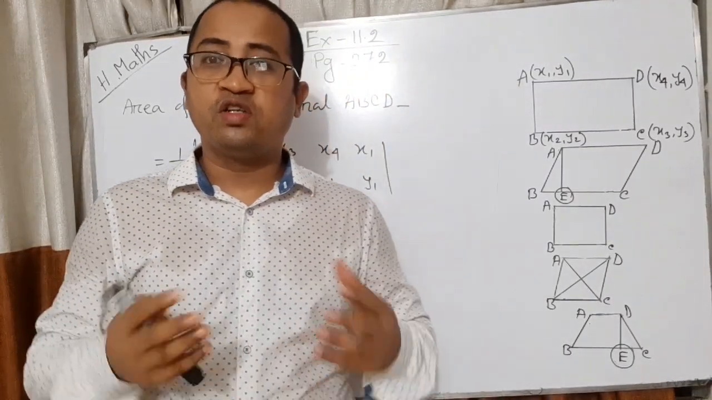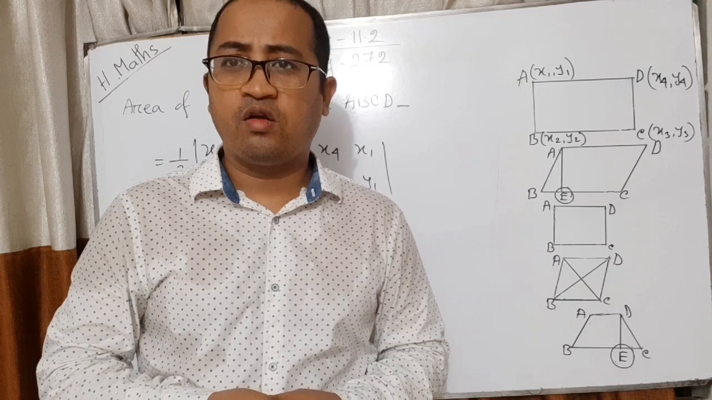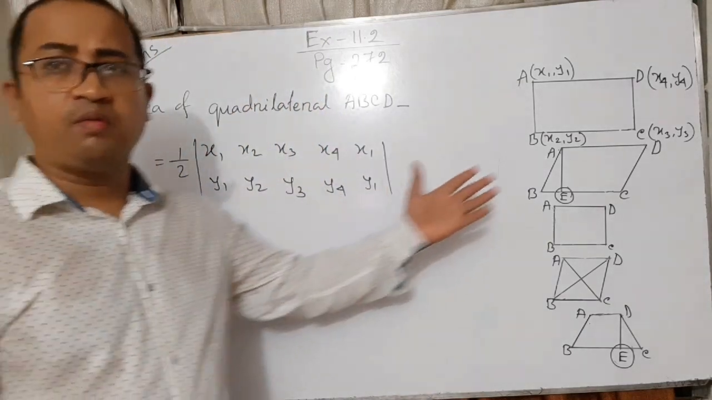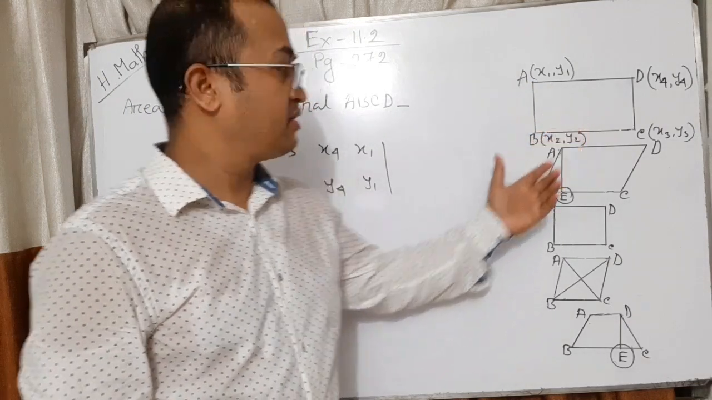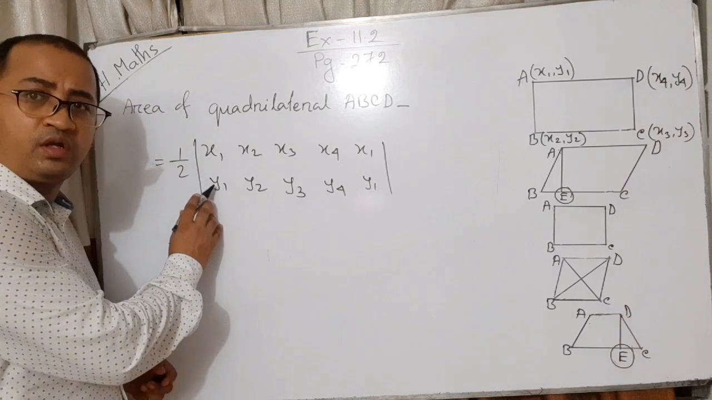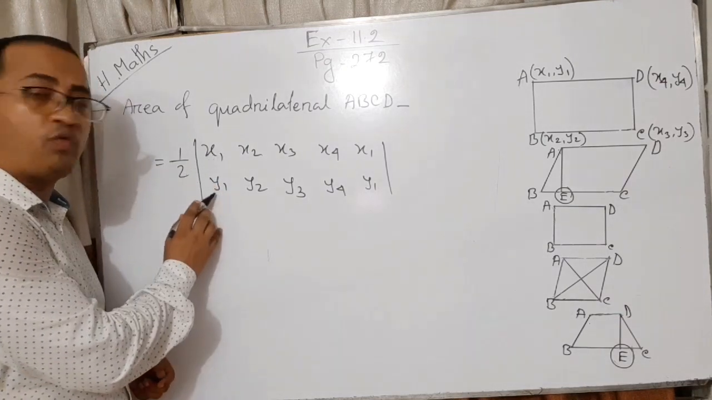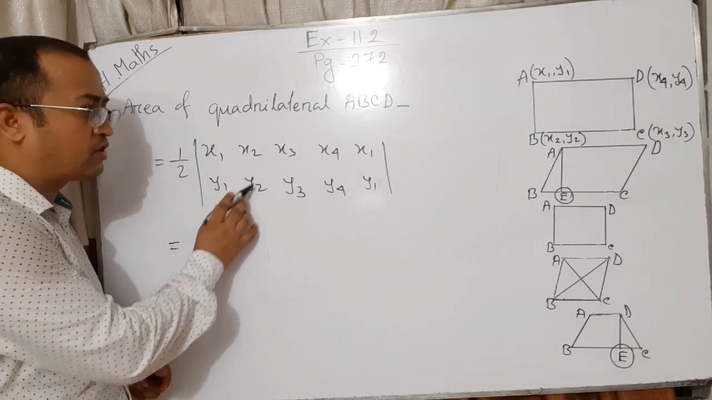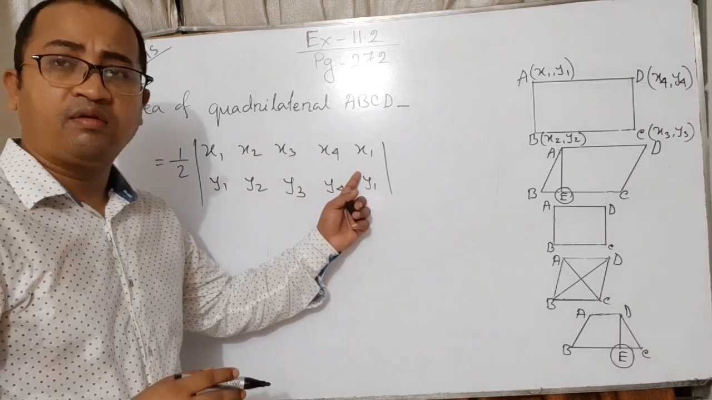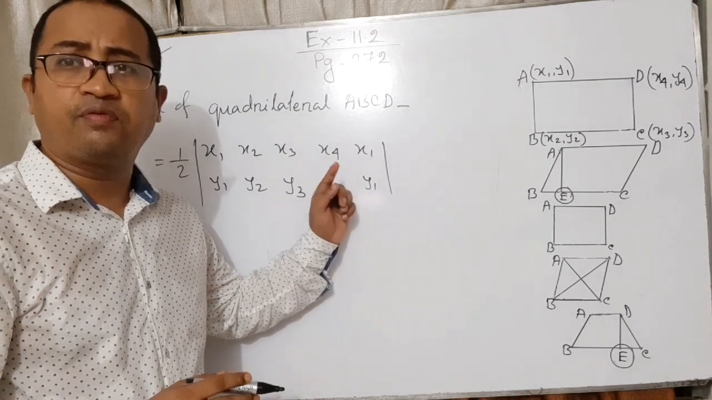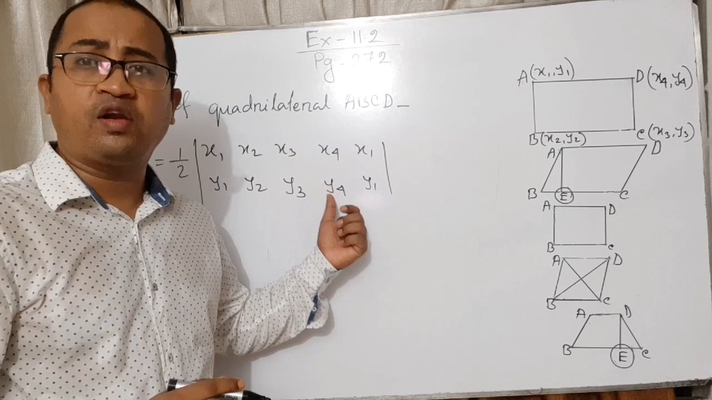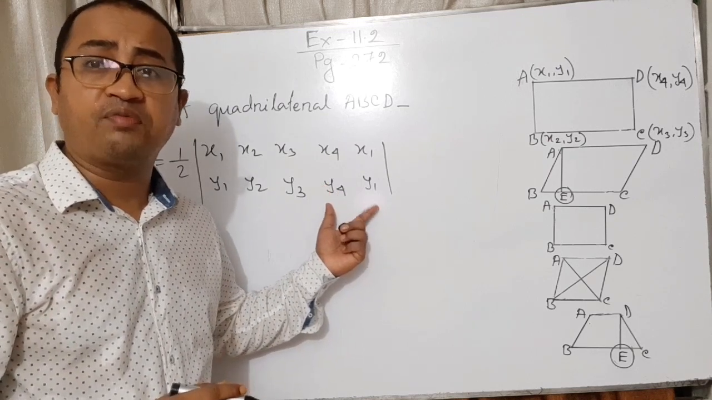Now look, by which formula can we find the area of any quadrilateral? You know the coordinates of the four vertices. The coordinates of vertex A are x1, y1, then B is x2, y2, then x3, y3, x4, y4, and the first one is repeated again in the last position. This is just like the area of the triangle.